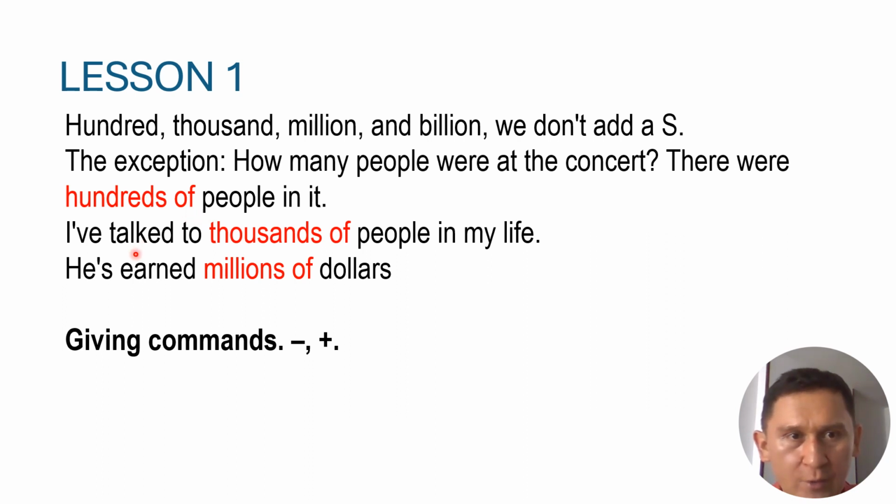Let's look at the other one. I've talked to thousands of people in my life. You don't have the exact number of people you have talked to. So it is why you have to use thousands of, a lot of people. The other one, he's earned millions of dollars. That person does not have the exact number or quantity of money he has earned. Because of that, he is using millions of dollars.